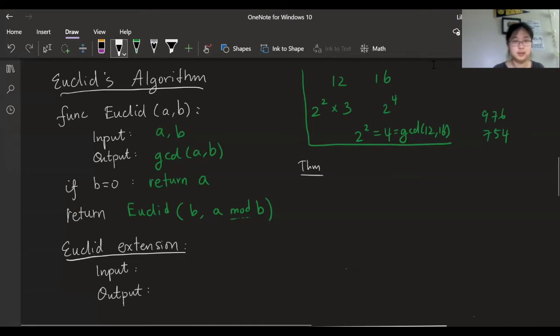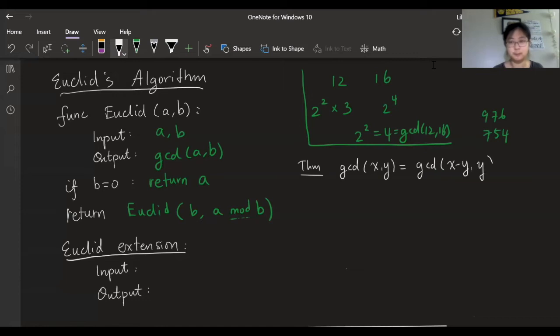The theorem says that the greatest common divisor of two numbers x and y is the same as the greatest common divisor of the numbers x minus y and y, right? So the idea behind this is, if something divides both x and y, it better divide x minus y as well. And you can check this at home, right? And so the idea of modding by b is just to say, I shave off as many copies of y as I can without getting x to be negative.